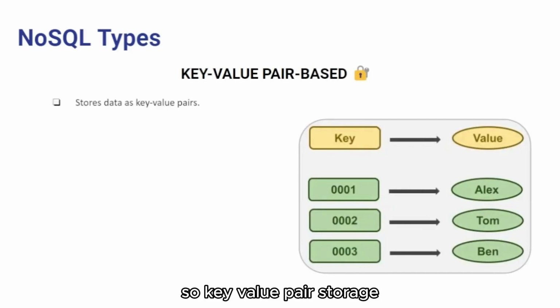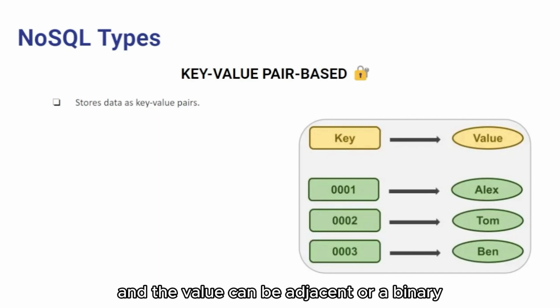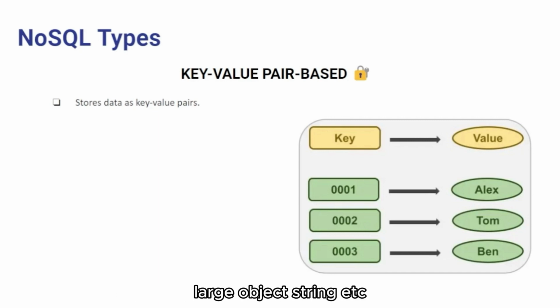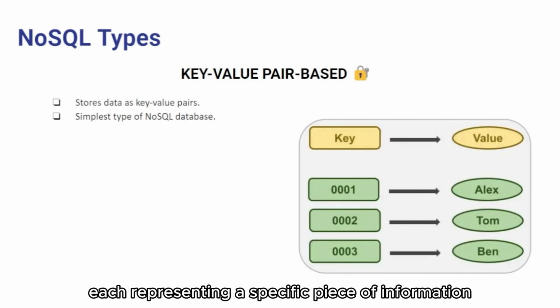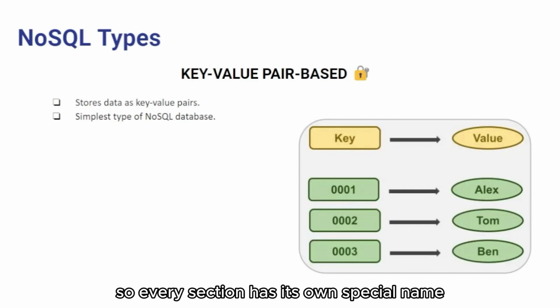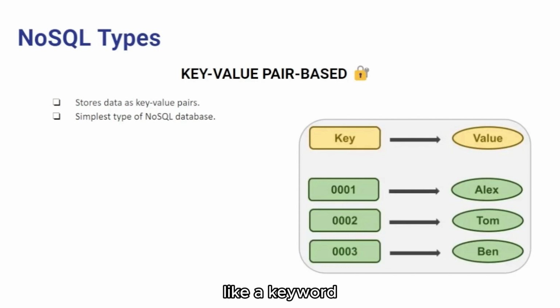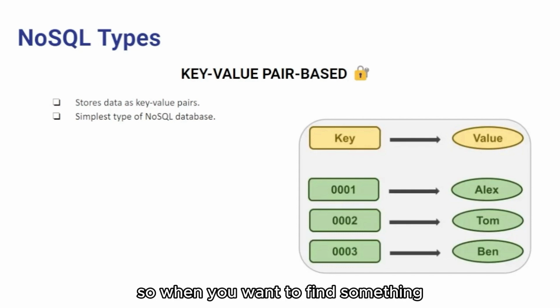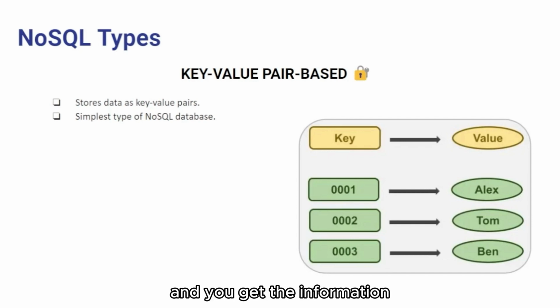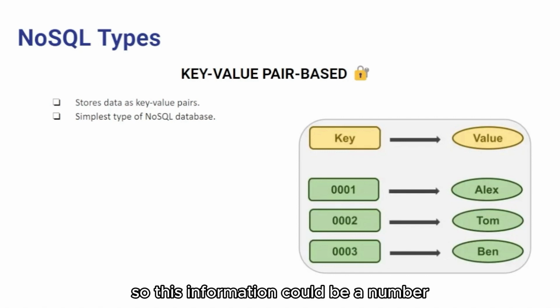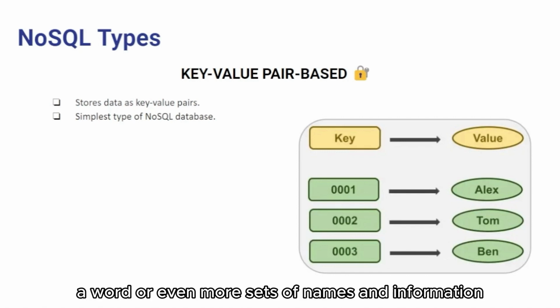Key-value pair storage databases store data as a hash table, where each key is unique and the value can be a JSON or a binary large object, string, etc. So you can think of them as a dictionary. This dictionary has different sections, each representing a specific piece of information. Every section has its own special name, like a keyword. So when you want to find something, you just use that special name, which is the key, and you get the information, which will be the value related to it. This information could be a number, a word, or even more sets of names and information.